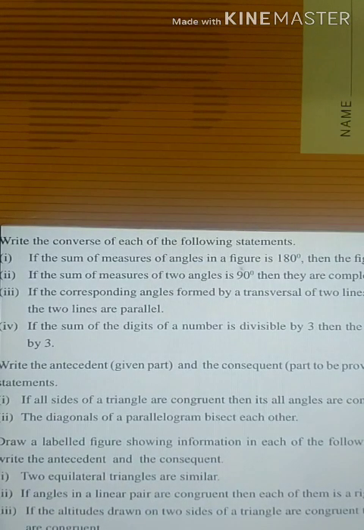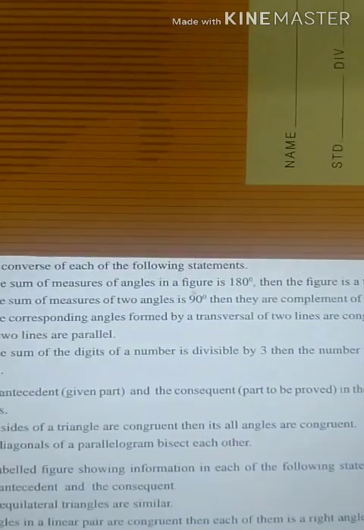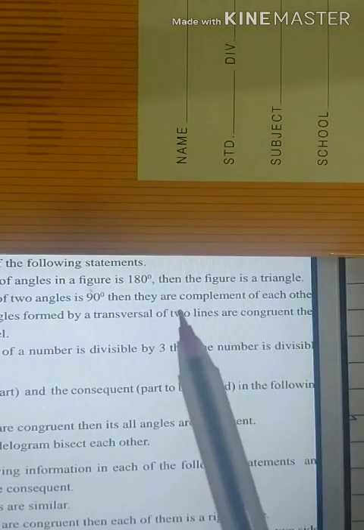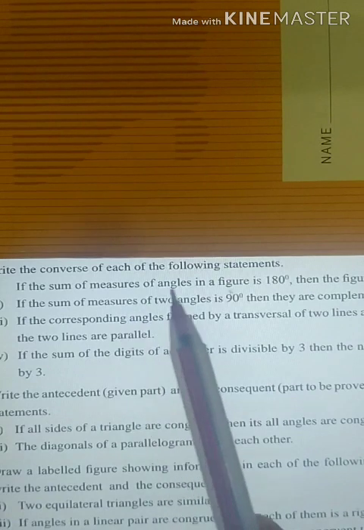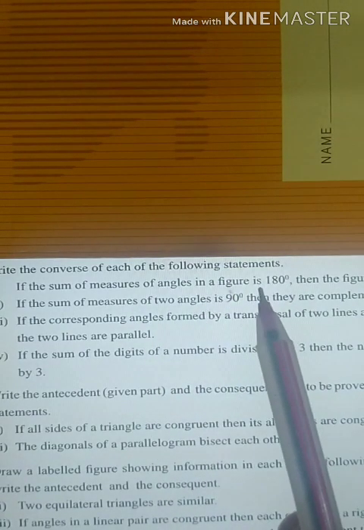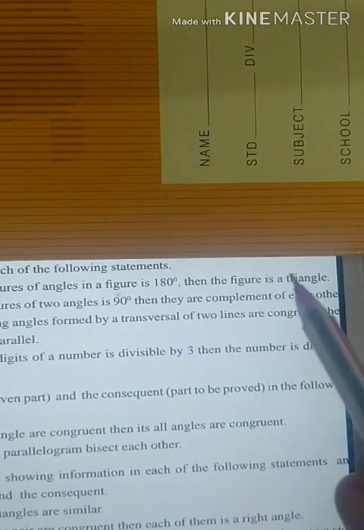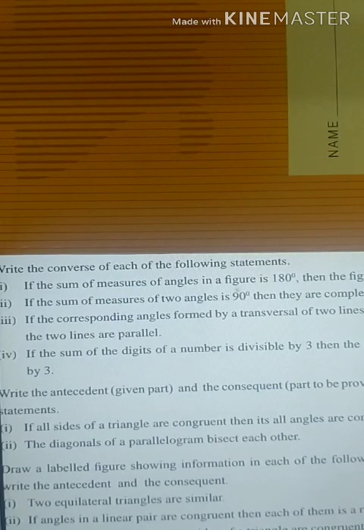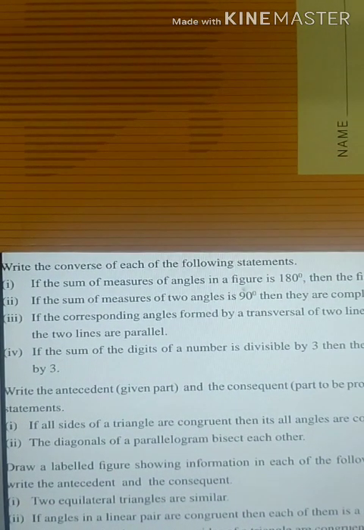If the sum of measures of angles in a figure is 180, then the figure is a triangle. So how will you write? What is coming after then? If the figure is a triangle, then the sum of measures of angles is 180. Simple, no? That is what we are looking for. It's called as converse.